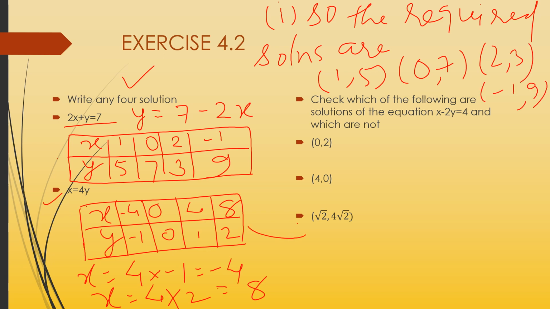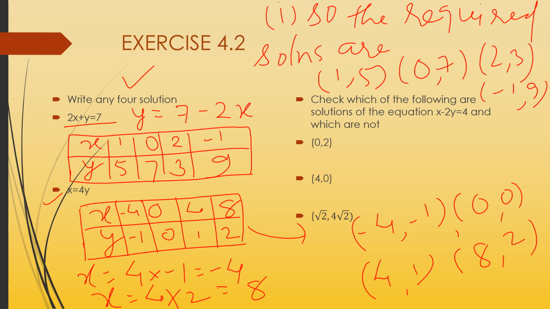Whereas for the second part, the required solutions are -4 comma -1, 0 comma 0 which lies at the origin, 4 comma 1 and 8 comma 2. Always remember, the x coordinate value, that is the abscissa, will be written first, and the ordinate will be your second value.